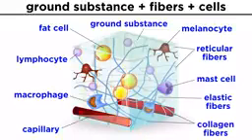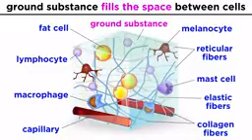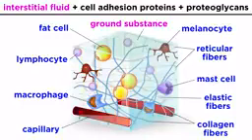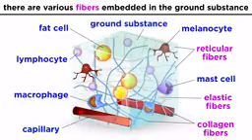Connective tissues are comprised of ground substance, fibers, and cells. And the first two of these components are what make up the extracellular matrix that we mentioned. Let's start with ground substance. This is the material that fills the space between the cells and connects all the fibers. It's made up of interstitial fluid, cell adhesion proteins, and proteoglycans, which to varying degrees act as a sort of glue. Embedded within the ground substance are the fibers, as we mentioned, and these come in a few varieties.